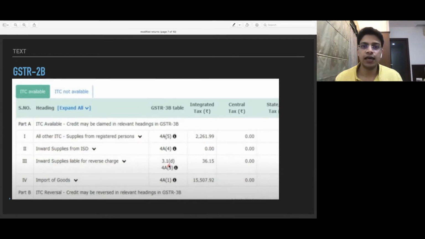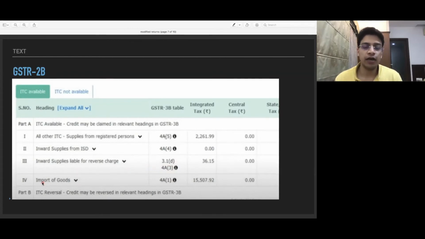We all know that in GSTR 3B, we mention the data of RCM as our outward supply. In table number 3.1D, there is a specific row of RCM where we mention the liability of RCM. Then the same liability we mention in table number 4 and claim the ITC for it. So for inward supplies liable to RCM, the data will be cross-checked with 3.1D and table number 4A3, it will get auto-populated.